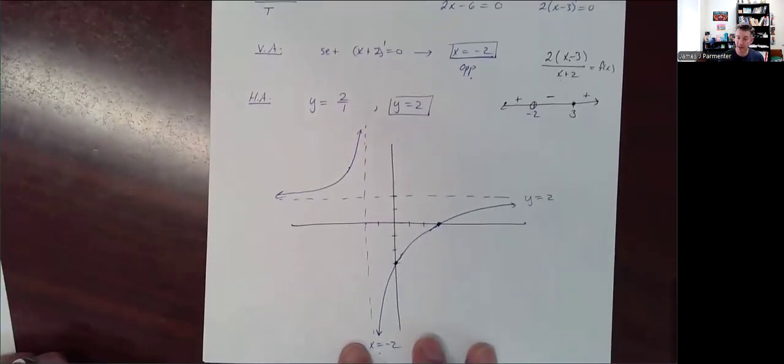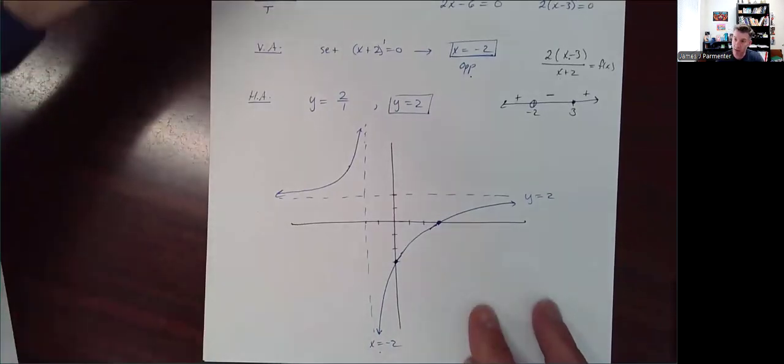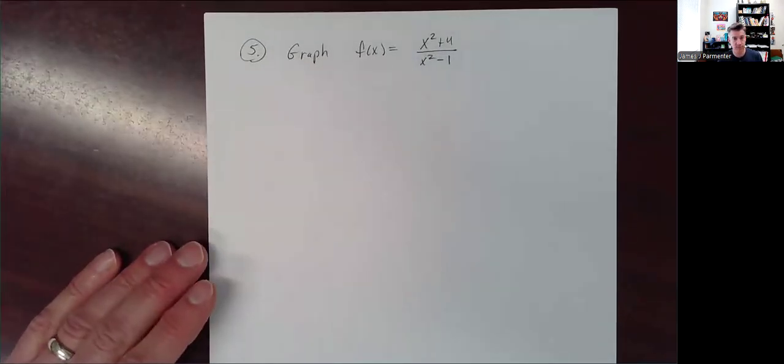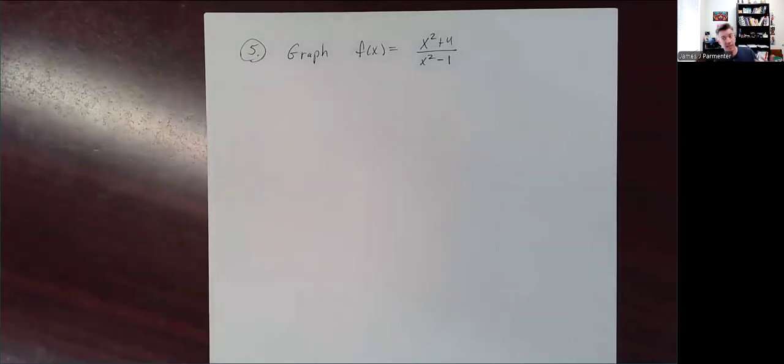So not necessary to make a sign chart, but if you like to do it, that's great. More examples. Let's graph f of x equals x squared plus 4 over x squared minus 1. Okay, it's the same 4 steps every time.